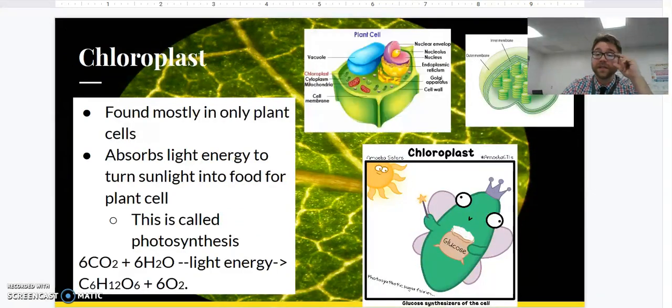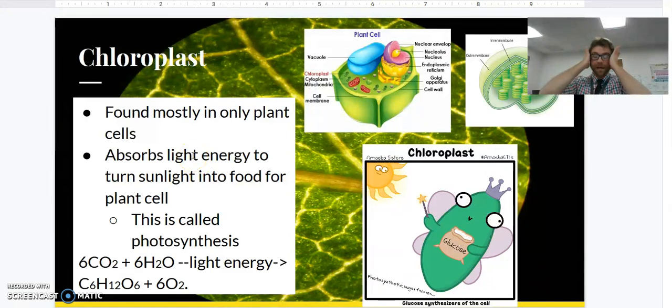We also really only find chloroplasts in plant cells. Now, some bacteria do have chloroplasts, but they're few and far between. Mostly plant cells are the ones that have chloroplasts. Now, chloroplasts are really important. This is where photosynthesis happens. That means a lot of cells that are in the leaves of plants will have lots of chloroplasts. These chloroplasts absorb light energy.